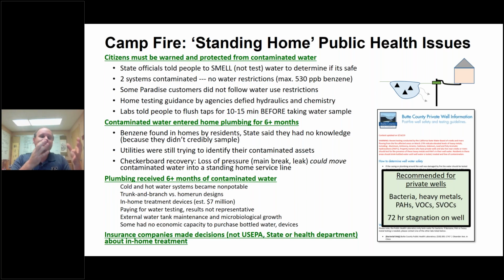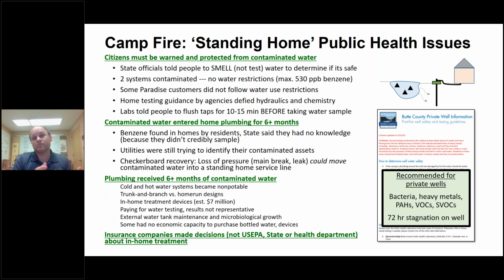And once you get that data, then you make the next decision to drive yourself through that process. A lot of people are going to be asking about in-home treatment devices. We had Culligan, Aquasana, a number of different companies selling their devices to homeowners directly, and also to insurance companies, to try to get people back in the homes.